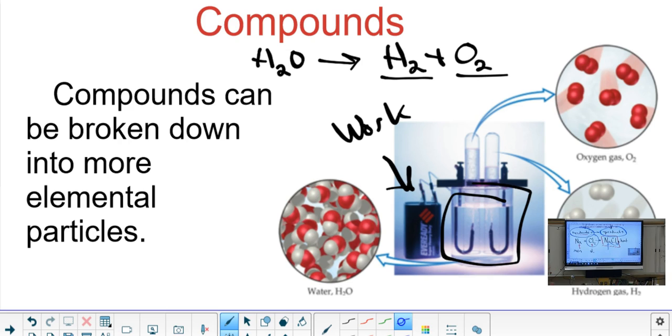Okay? All right, compounds, this is electrolysis. We talked about this yesterday. Compounds can be broken into more elemental particles, which is what we did. We took a compound called water, and we broke it down into its H's and its O's.